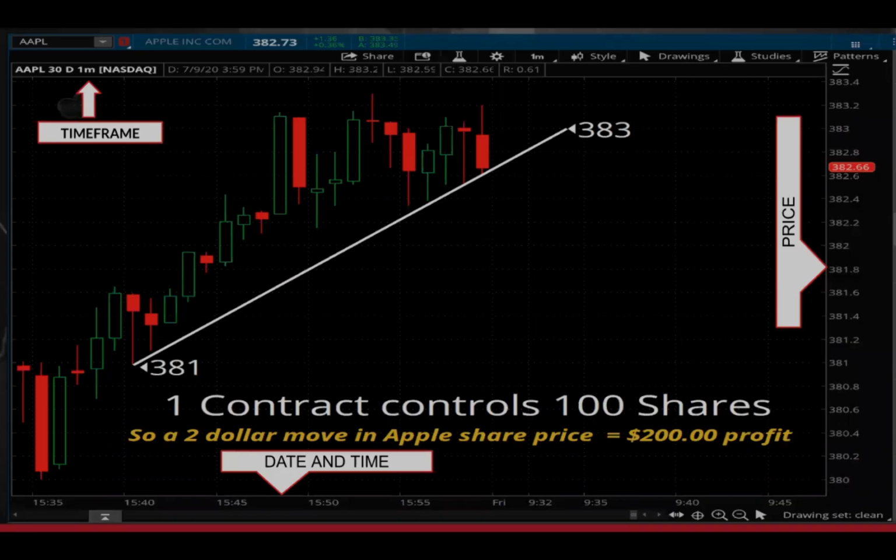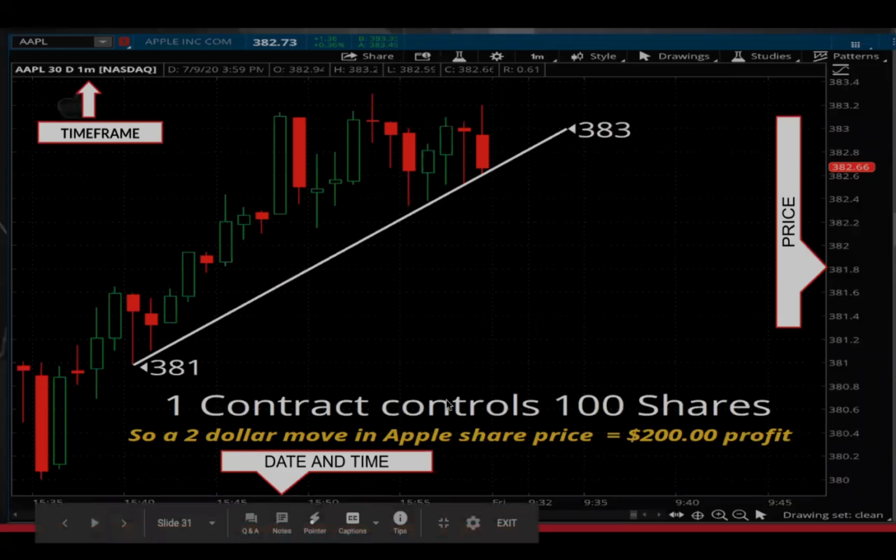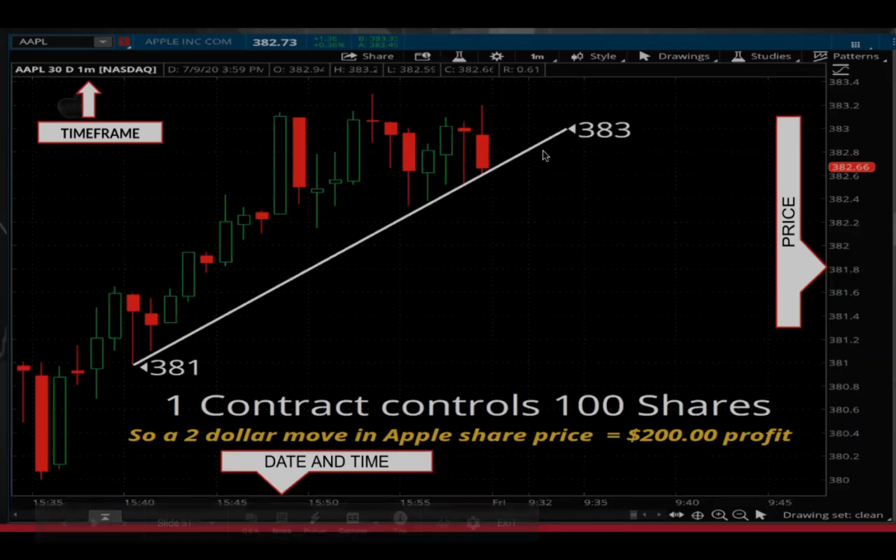So we're looking at a 1 minute chart, so a $2 move is $200. We still don't know how much that option contract would have cost you. But you can get in and out, and you don't have to pick a price you think it's going to go to. That's another thing a lot of people don't understand. I don't have to say, I think it's going to go to 383, so I only make money if it gets there. No, that's not true. We're going to talk about that in a second.